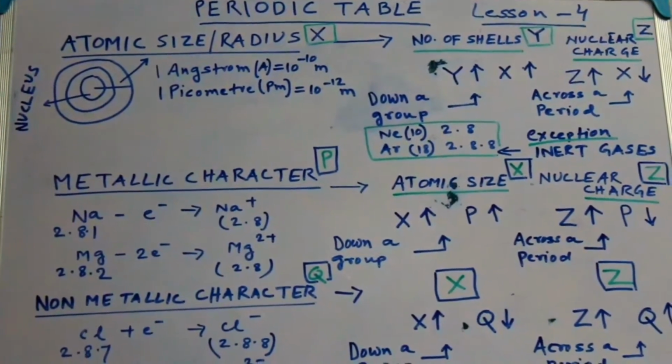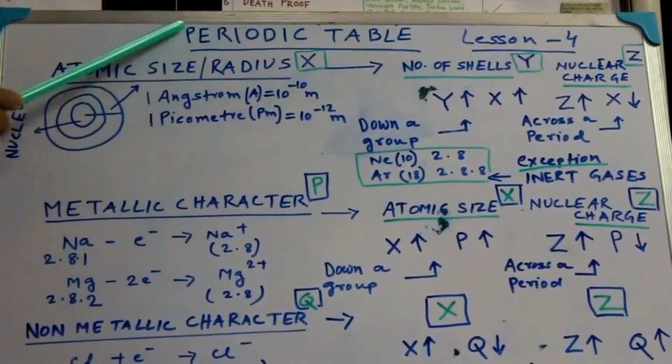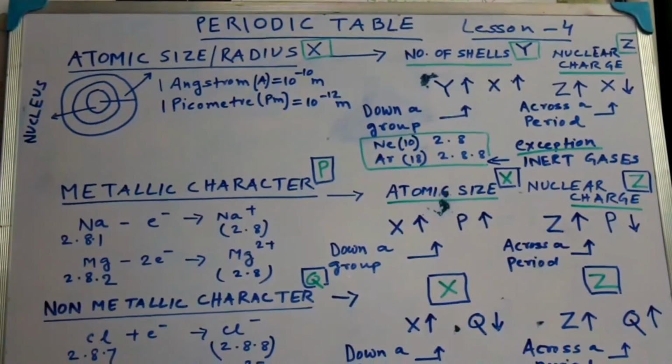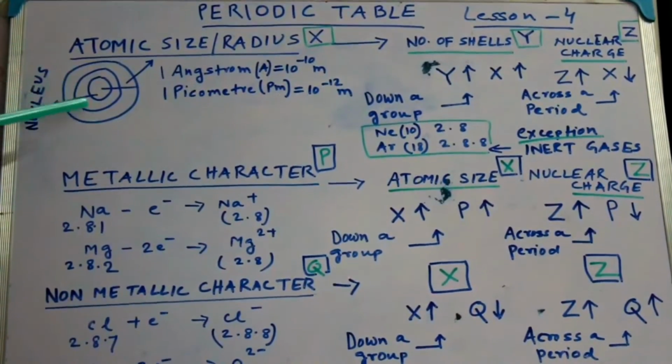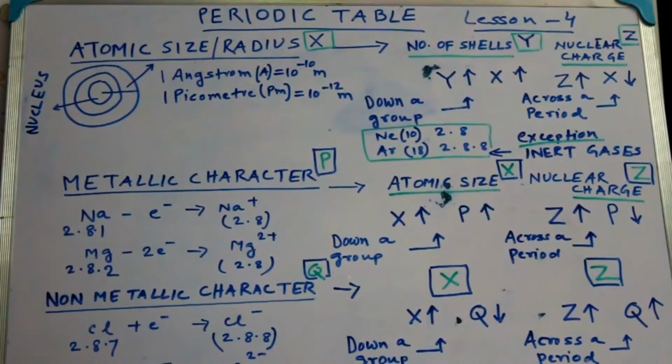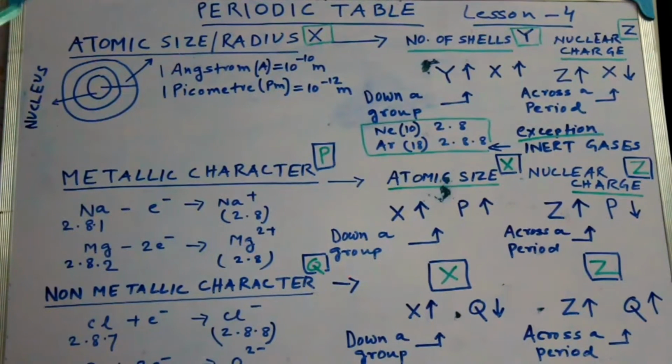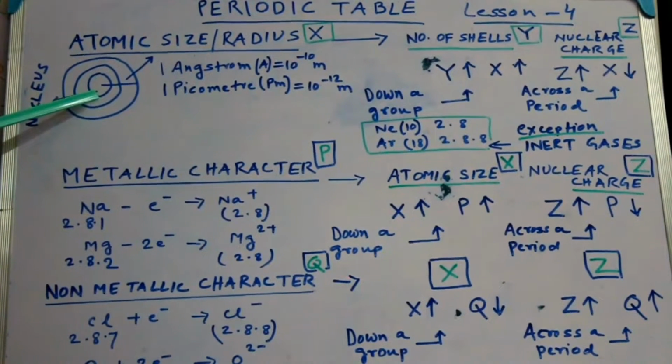Welcome students, lesson 4 of periodic table. We will start with atomic size or atomic radius. Now this is a diagram of atomic structure. This is the nucleus, this is one shell, and this is the second one. We can call this one the K shell and this the L shell.